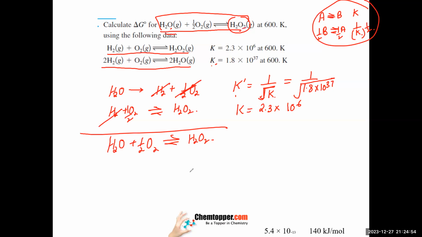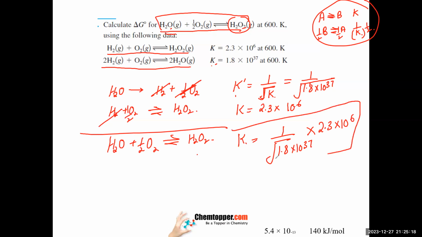That's the equation. What's the K value for this equation? The product of these two values: 1 over the square root of 1.8 times 10 raised to the power 37, times 2.3 times 10 raised to the power 6. Is it okay, children? So that's the new K value. You have to review this from unit 7. You can check this concept over there, watch the video, check my notes and do the quiz.